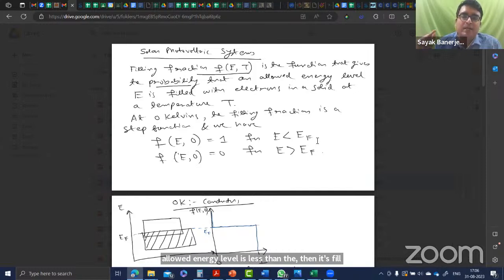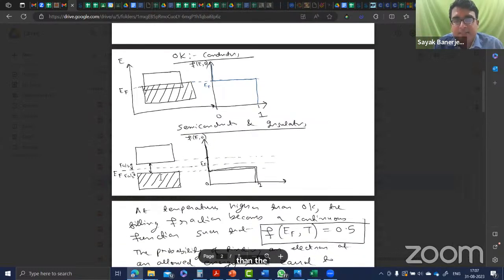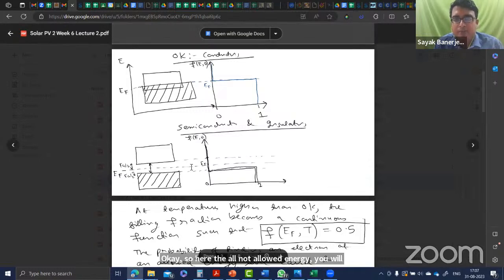And if an allowed energy level's value is greater than the Fermi level, then its filled fraction is 0 at 0 kelvins. So here in this insulator case, the last allowed energy level before the Fermi level is the top of the valence band. So up to that, the filled fraction is 1. Here is forbidden, so there is nothing allowed here. All not-allowed energy levels will always have 0, so those are not taken into consideration.